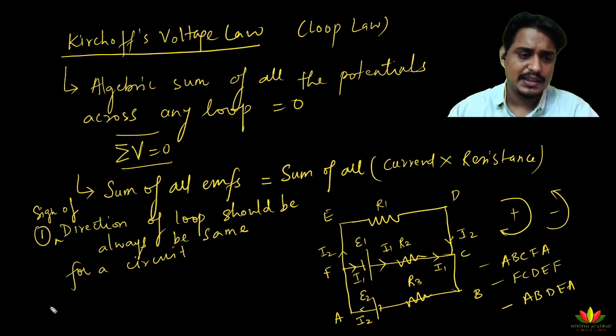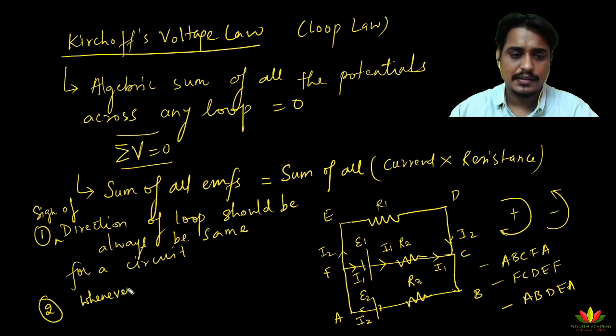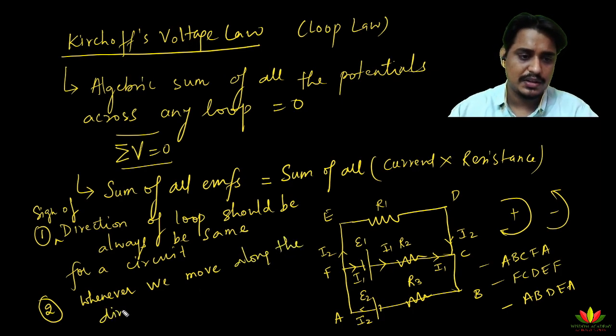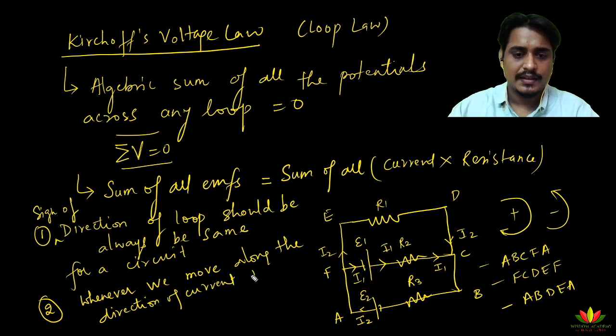That is the first rule: whatever sign you have taken for one loop, you should maintain it for the entire circuit. The second rule says that whenever we move along the direction of current, the IR will be positive for that point, and vice versa. What does this mean?